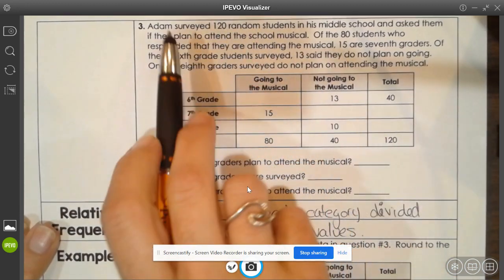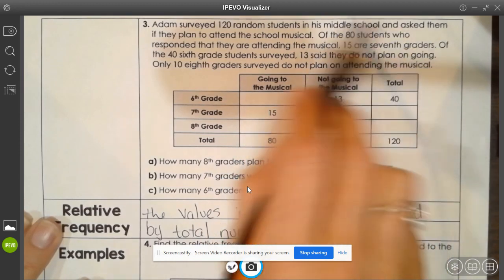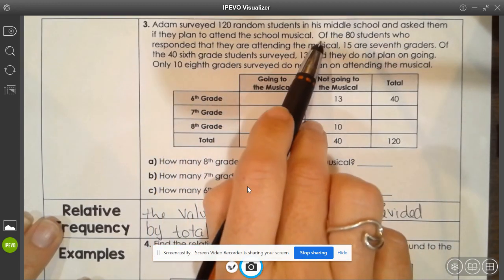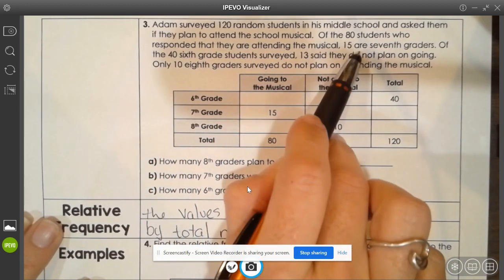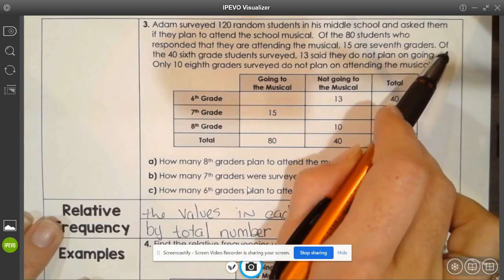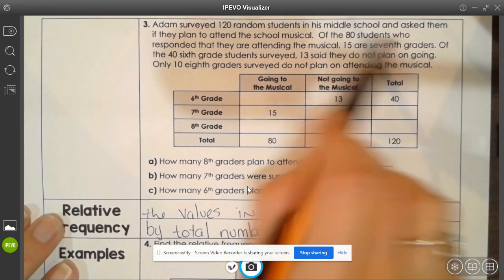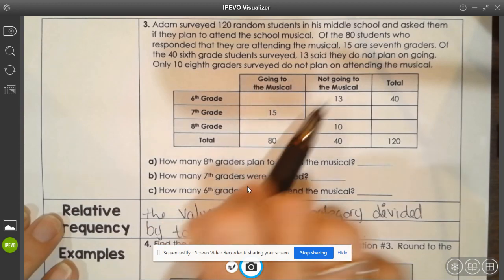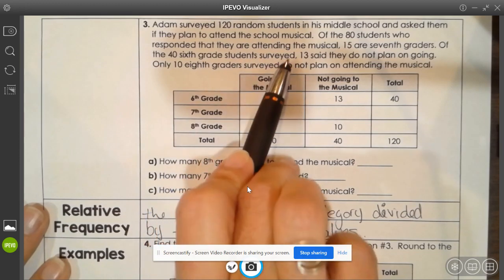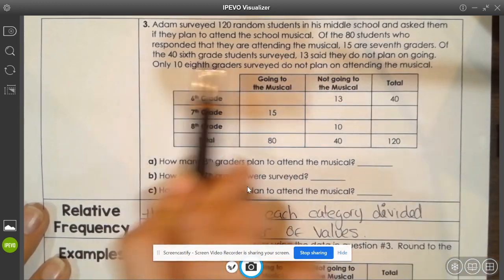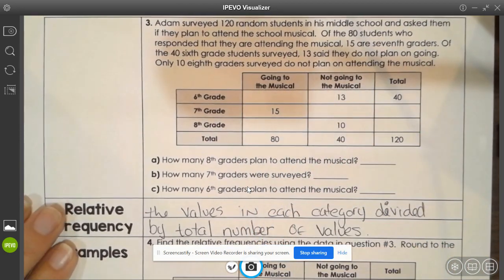All right, next one. So it says, Adam surveyed 120 random students in his middle school and asked them if they plan to attend the school musical. Of the 80 students who responded that they are attending the musical, 15 are 7th graders. So they're giving you the numbers here. Of the 46 6th graders surveyed, 13 said they do not plan on going. We already have the numbers here, so we can work on this.